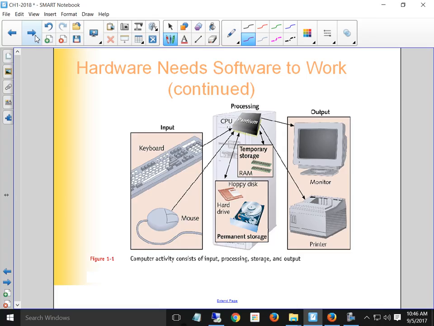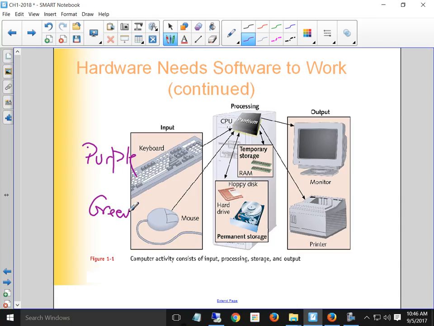I said what the input and output things are. Primary input is the keyboard and mouse, and I said you needed to know the colors of the PS2 plugs with the color of the keyboard. The two choices are purple and green. Keyboard is? Keyboard's purple. Mouse is green on a PS2 plug. That's the round one with the 6 pins, okay? Still have those on computers, so that's still a testable question, okay?